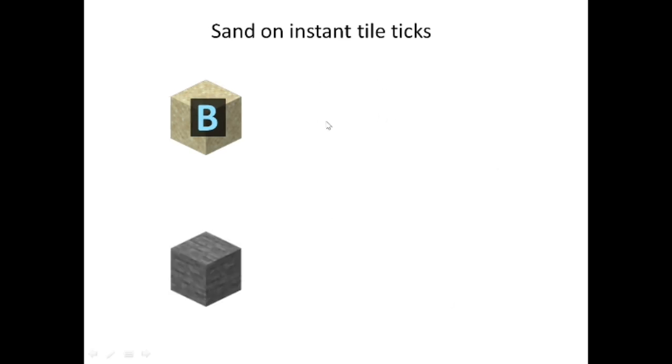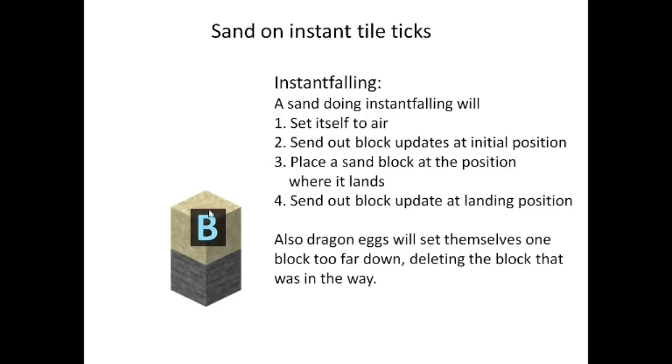When a sand does instant falling, then it does the following thing. When it gets updated, it sets itself to air, and it sends out block updates around the position where it sets itself to air. And after it sends out these block updates, it will go to a position where it's supposed to land, and then it will send out block updates around the position where it landed.